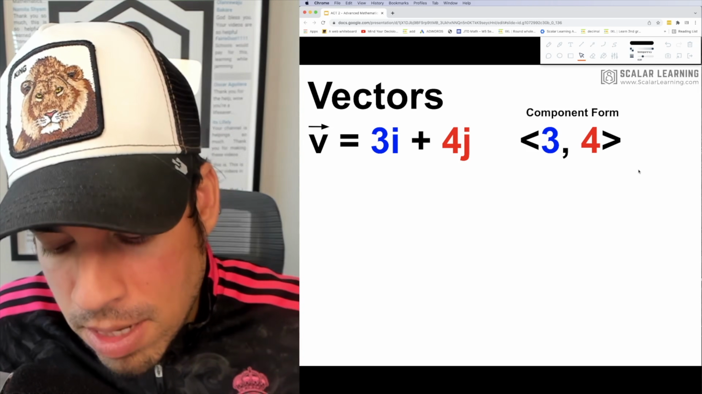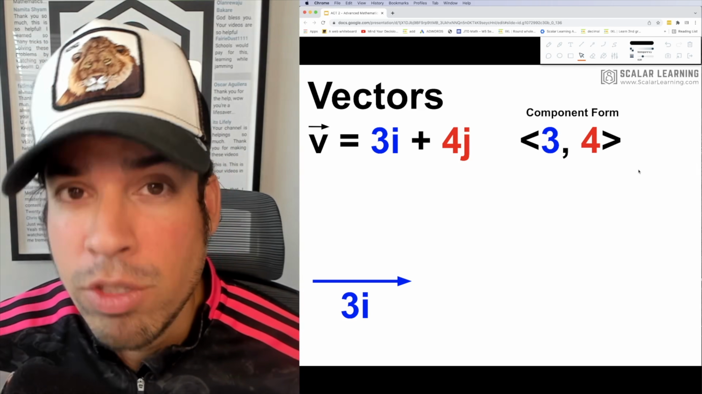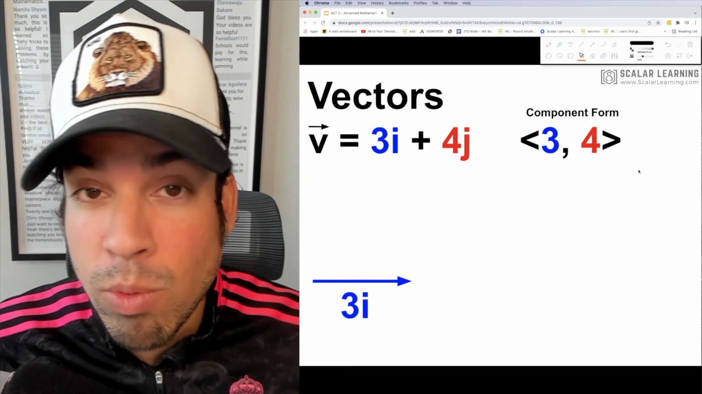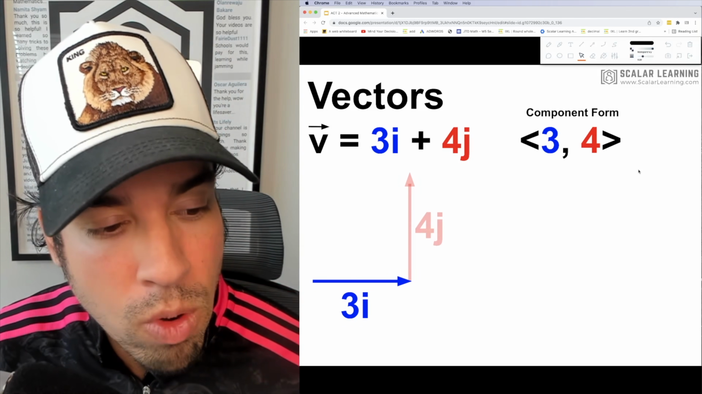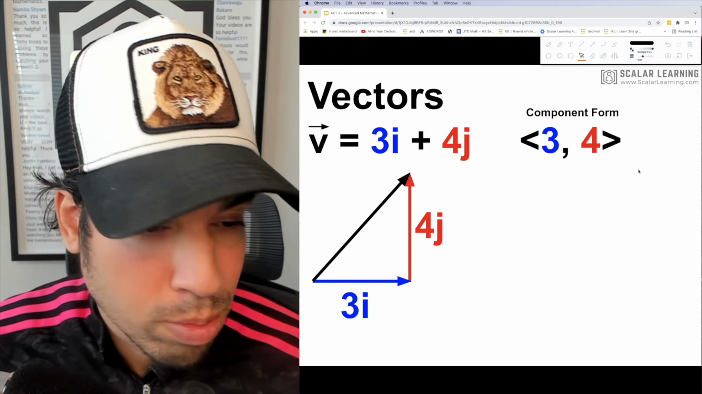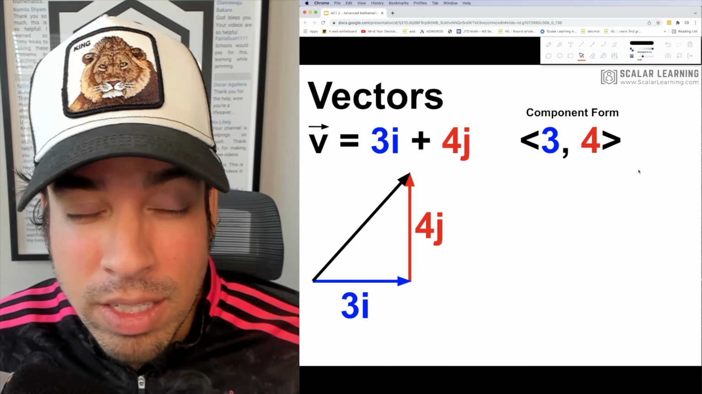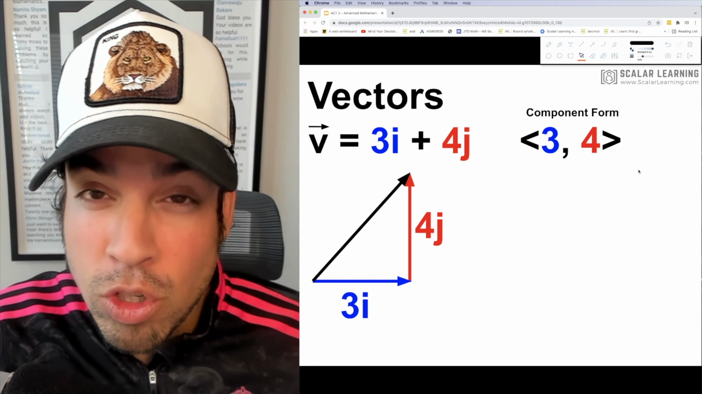So what does this mean in terms of what this vector looks like? Well, check it out. It means it goes 3 across, 3 to the right, because again, it's positive. If we're negative, it'd be going left, and then 4 up. So the final vector looks like this diagonal line, which is pretty cool.